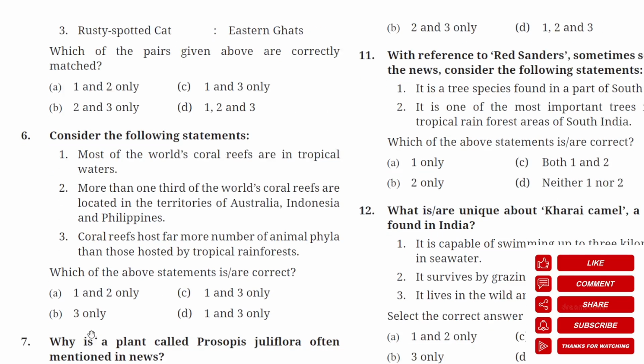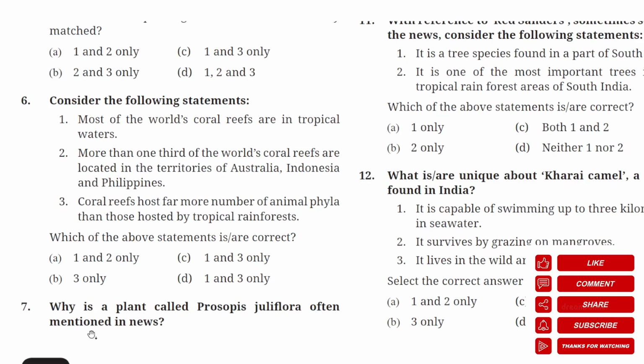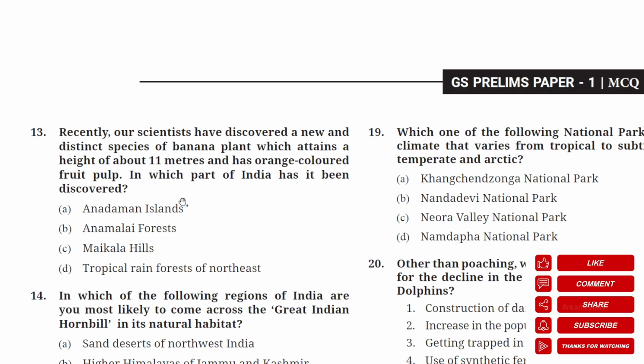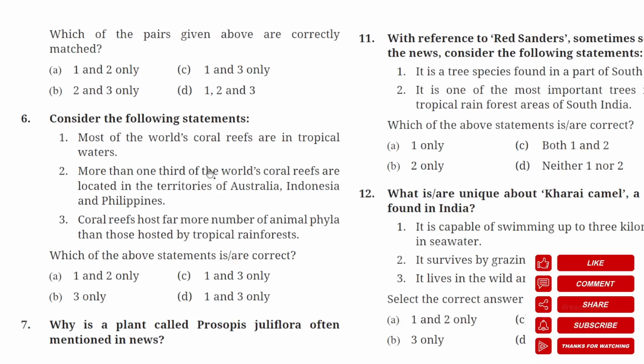Let's continue with the sixth question. Most of the world's coral reefs are in tropical waters. More than one third of the world's coral reefs are located in the territories of Australia, Indonesia, and Philippines. Coral reefs host far more number of animal phyla than those hosted by the tropical rainforests. So these are the options we have to select the correct options.